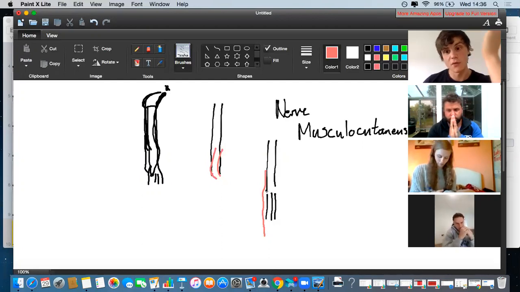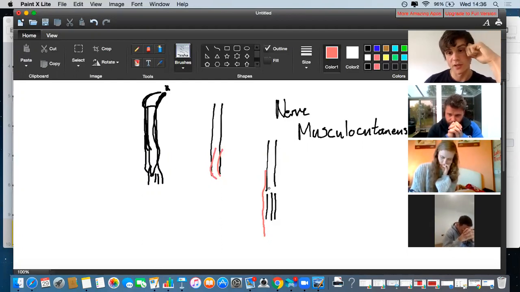So if we think about this from a training perspective, supinated, we hit the biceps brachii. Neutral grip, we're hitting the brachioradialis. Pronated grip or position of the dumbbells, we're hitting the brachialis. And that's why, from that perspective.